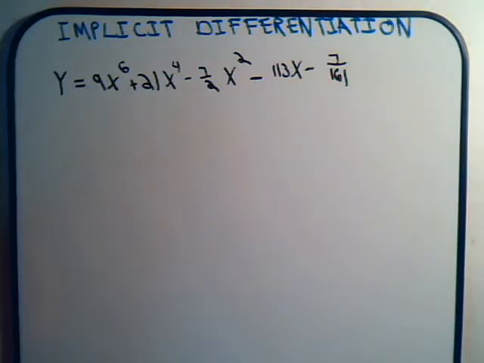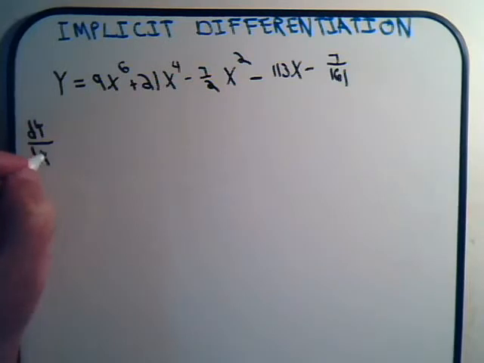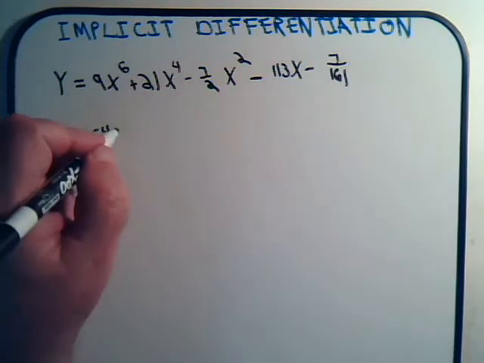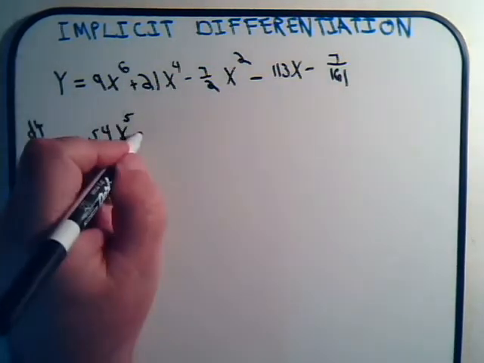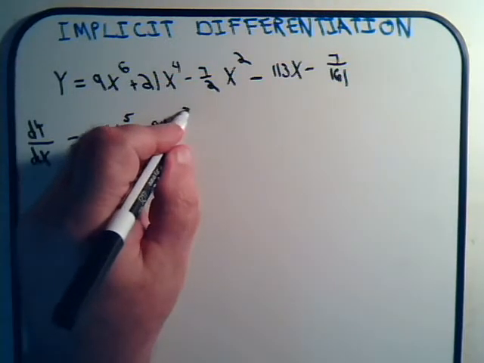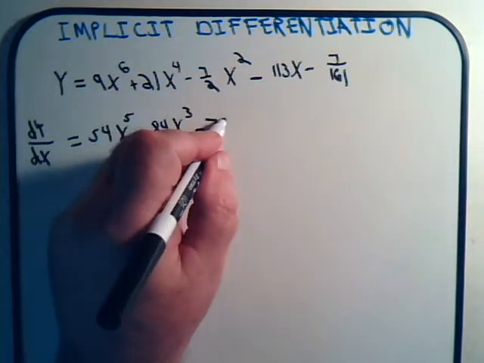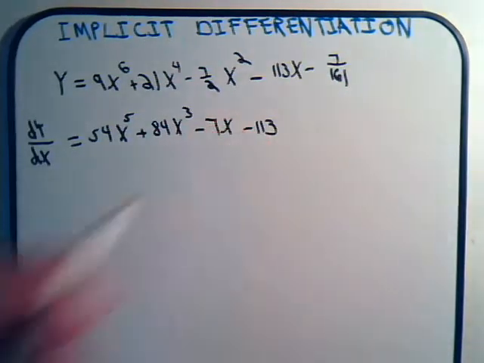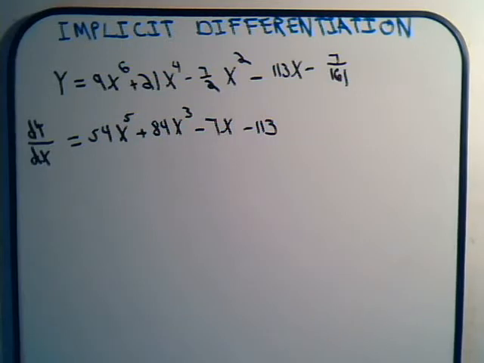Your first thought would be, well, that should be pretty simple, or pretty straightforward anyway. dy dx would equal 54 times x to the 5th plus, looks like 84 times x cubed minus 7 times x and minus 113. And you're right, that would be the expression for dy dx. That's what you've been learning in your calculus course all along.